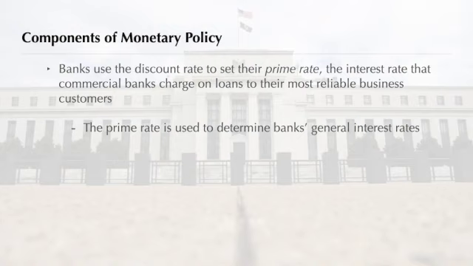Changes in the discount rate can directly affect the interest rates charged by banks and other financial institutions. Banks and other lenders often pass on the savings from decreases, or costs from increases, in the Fed's discount rate to their consumers by lowering or raising their prime rate. The prime rate, the interest rate that commercial banks charge on loans to their most reliable business customers, is then used to determine the bank's general interest rate.